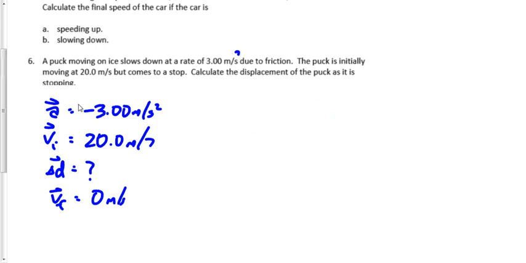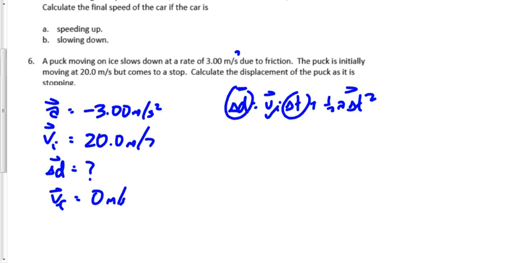How about D is equal to VI T plus 1/2 A T squared. Is that a valid equation? We're allowed to try that one? Absolutely we are. Got D? No, don't have that. VI? Yep. T, nope. A, yeah. T, no, too many unknowns, right? D is equal to VF T minus 1/2 A T squared. Same thing. The only one that I think finds the answer right away is this one.